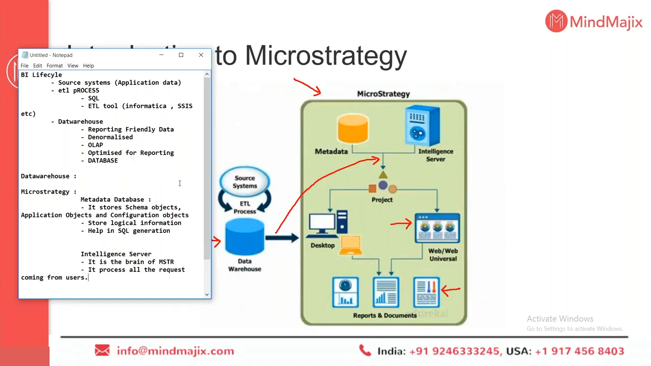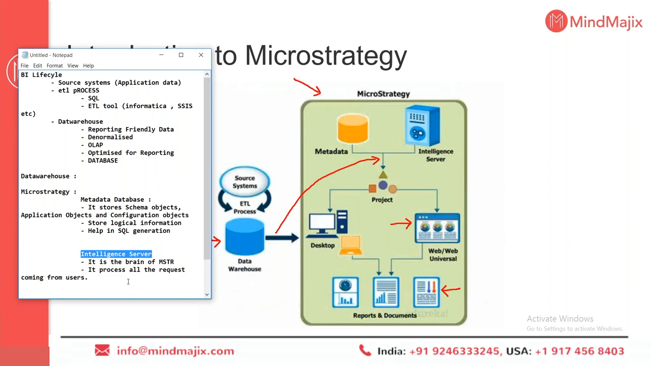Once you have your data warehouse on which you want to do reporting, there are two components which are important inside MicroStrategy. One is the metadata database, which functions as a storage for the objects and helps in SQL generation. And there is the intelligence server, which is again a configuration required. It is the brain of MicroStrategy basically. It processes all the requests coming from users and then generates all the output required for it.